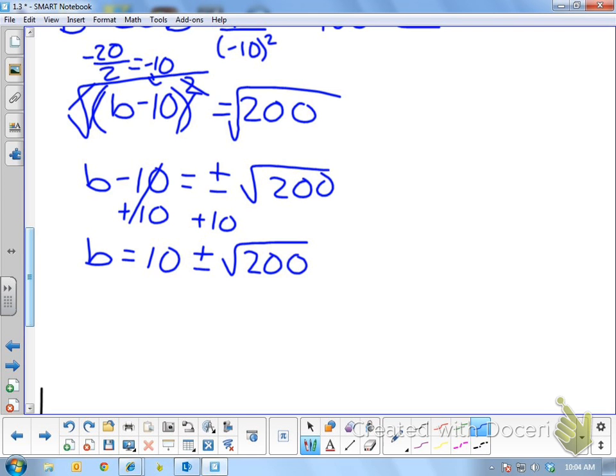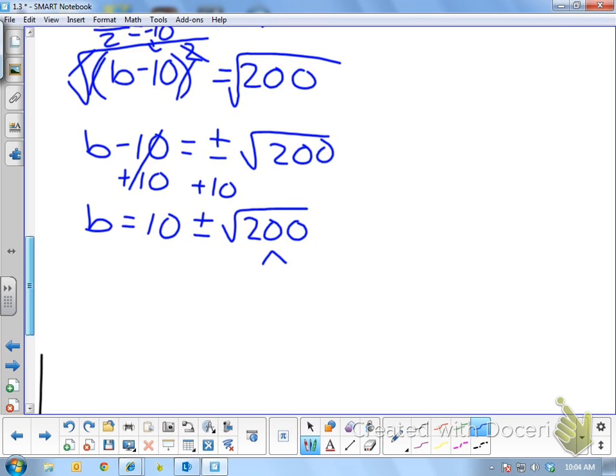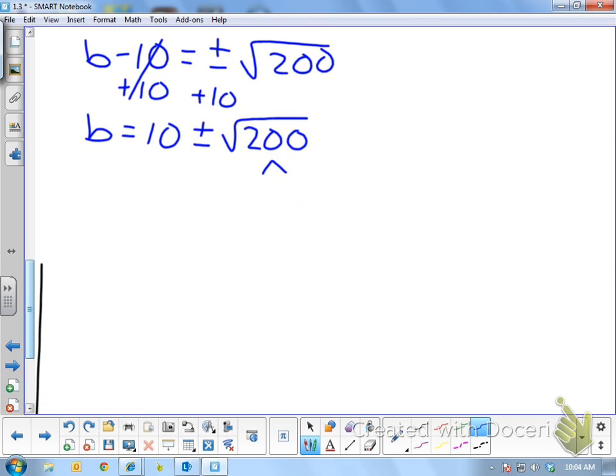But 200 can simplify. So now we have to do our factor tree. We have to go back to what we learned first quarter. 20 and 10 is a good place to start. 20 times 10 is 200. Then we keep factoring. What are some things that multiply to be 20? 5 times 4. And 4 can be 2 times 2. 10 is 2 times 5.